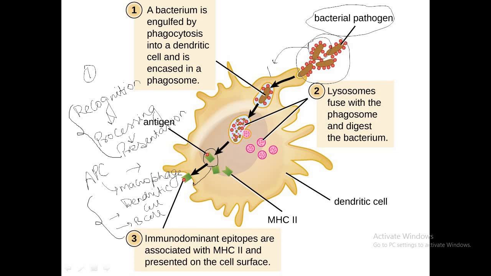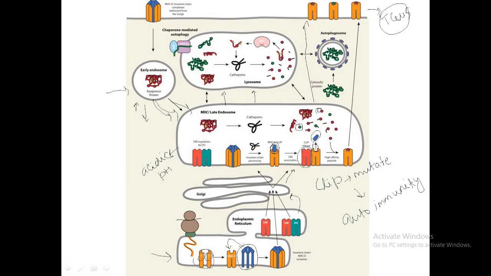Once these processes are done, mainly the T helper cells come and recognize these MHC2 molecules that are associated with these peptides, and finally they start the process of clearance of this bacterial pathogen from the body. So this is the basic mechanism of how exogenous antigen processing is done. In the next figure we will discuss how this process takes place.